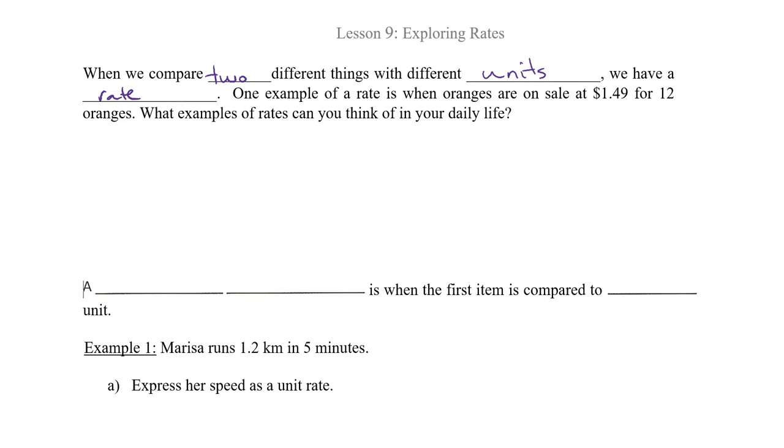If we're talking about baking, for example, 1 cup of rice for every 2 cups of water, they're both in cups. Now we're talking about different units, so now it's a rate. One example of a rate is when oranges are on sale at $1.49 for 12 oranges. What other examples of rates can you think of in your daily life?